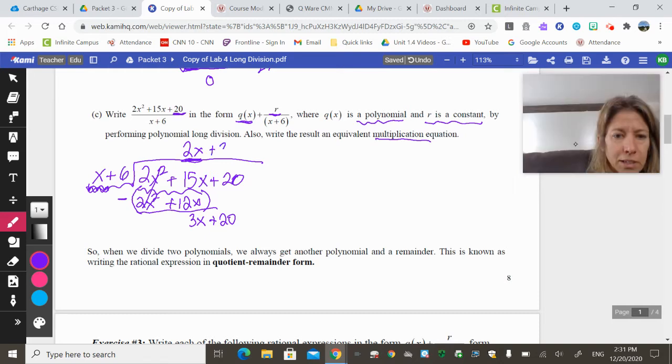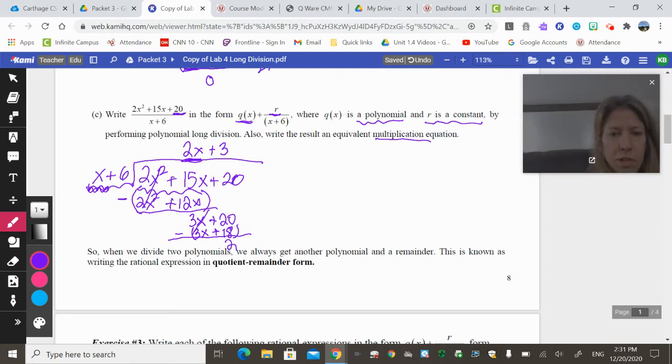Okay, this is identical to the problem above. But now when I multiply, I'm going to get 3x plus 18. And I have to subtract that. Remember, this goes in parentheses. I'm subtracting the whole thing. And 20 minus 18 is 2. So now I have the quotient of 2x plus 3 plus the remainder of 2. And that goes over my divisor, which is x plus 6.